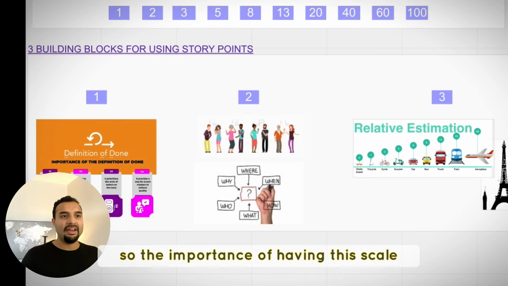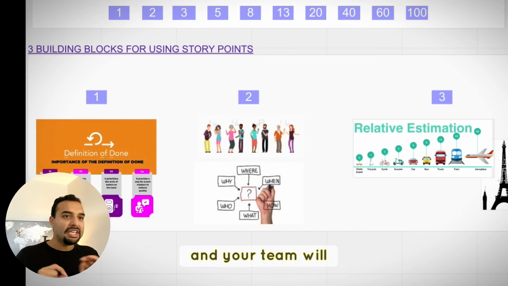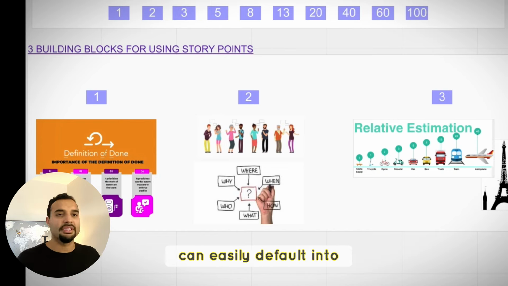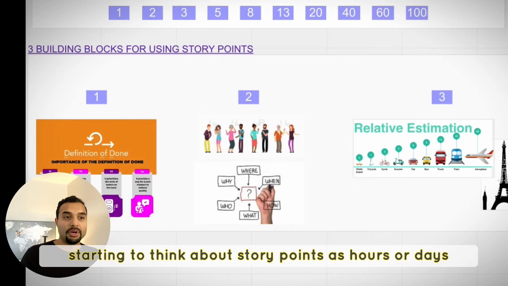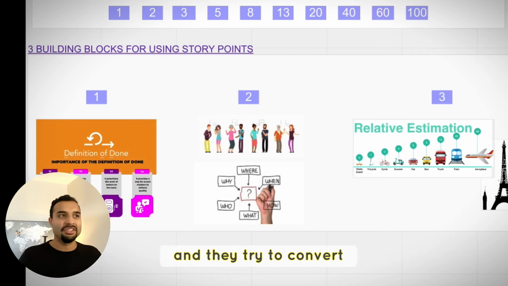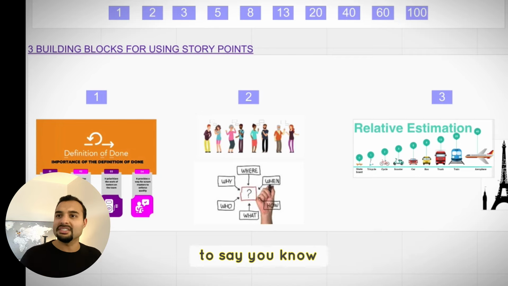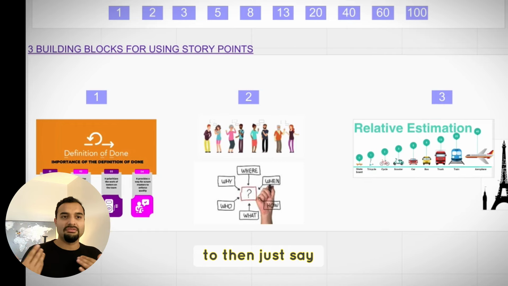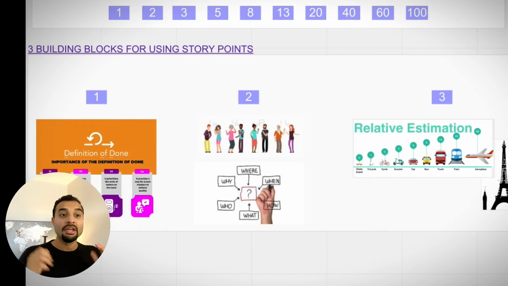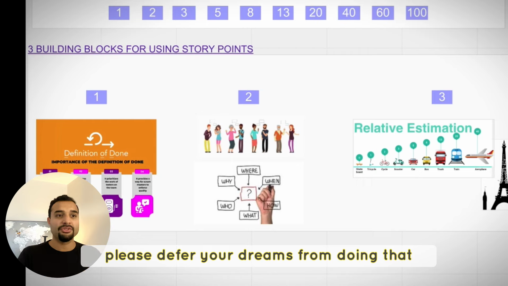So the importance of having this scale: your team can easily default into thinking about story points as hours or days, and they try to convert and create all kinds of mathematical calculations, saying, half a story point is 1 day. And then they use that scale to just say what they wanted to say in the first place. Please, please, please defer your teams from doing that.